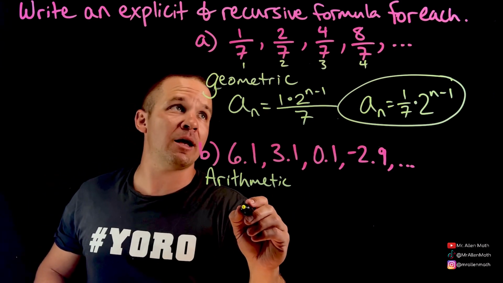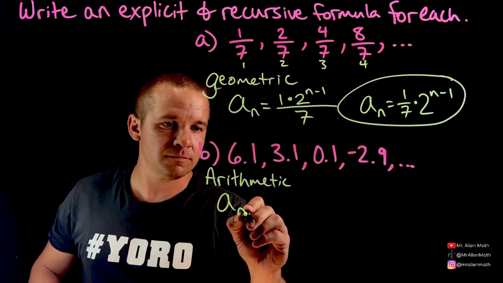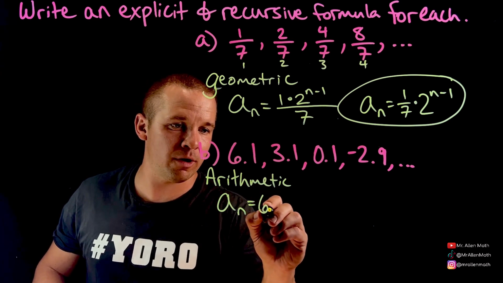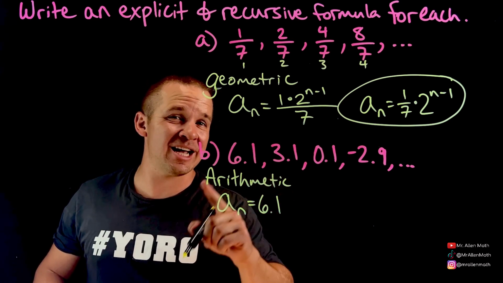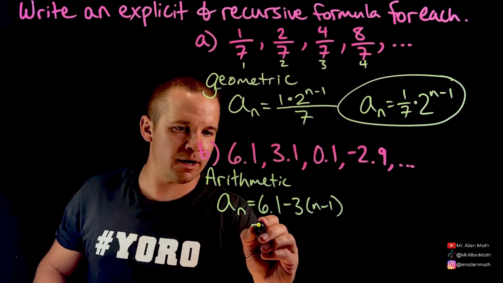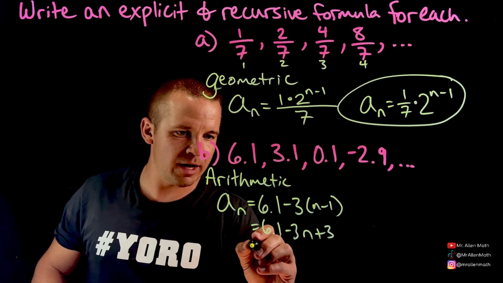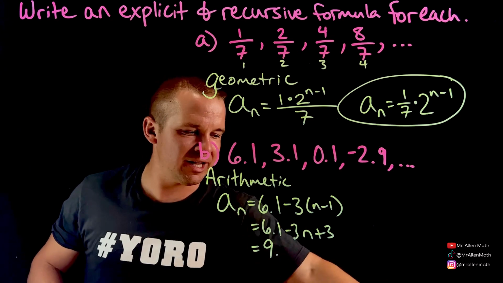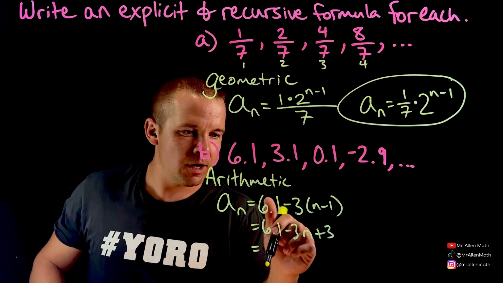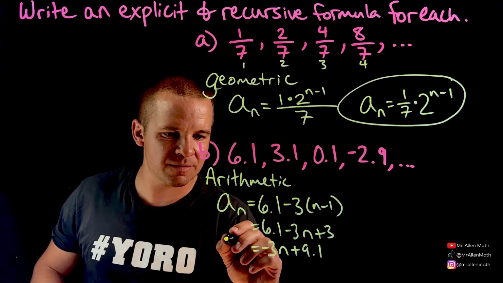And I'm going to have A sub n. I forgot my recursive up there. We'll come back to that. A sub n is going to be equal to my first term, 6.1, and then my common difference is negative 3. So I'm going to do this: minus 3 times n minus 1. And if we want to clean that up, we get 6.1 minus 3n plus 3, so we'll have 9.1. I'd rather have it as negative 3n plus 9.1. So there's my explicit.